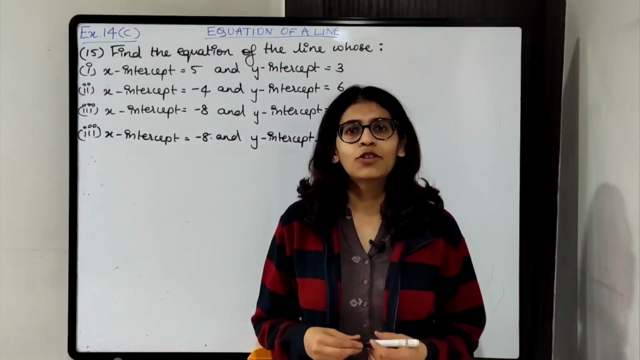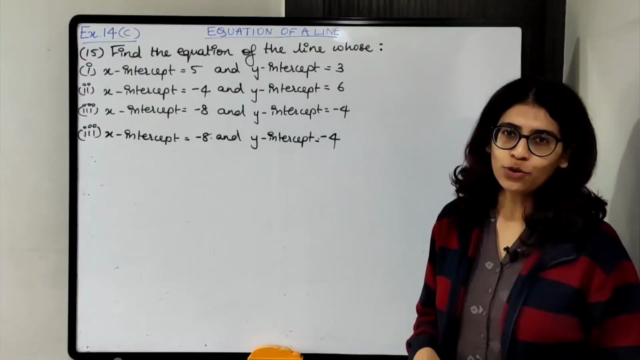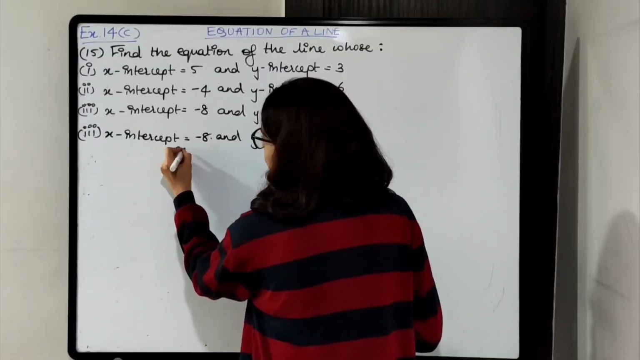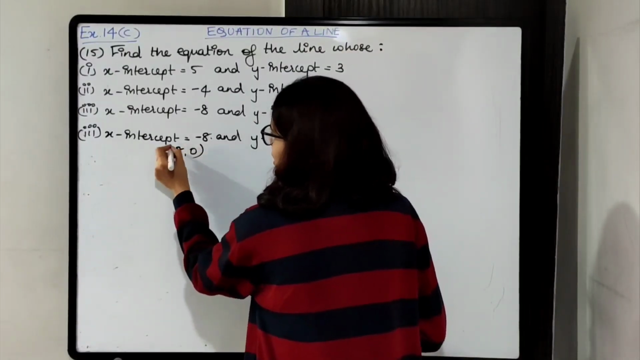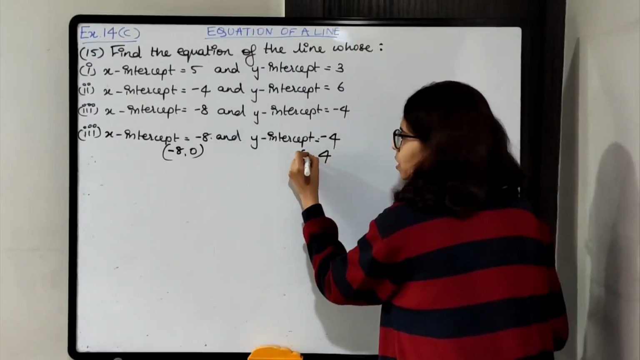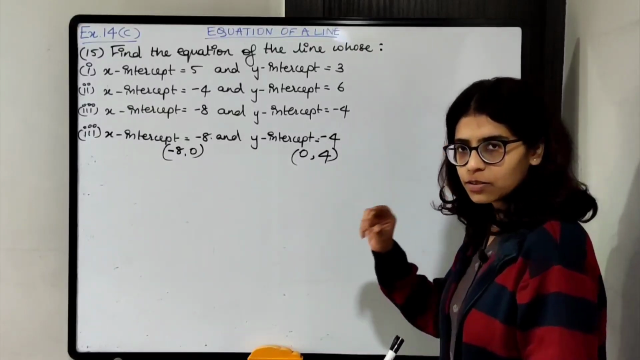Okay. For the third part, x-intercept is minus 8 and y-intercept is minus 4. So for x-intercept we know the x coordinate is minus 8, the y coordinate is 0, and for y-intercept the y coordinate is minus 4, the x coordinate is 0. Okay, so we'll write down the statement.